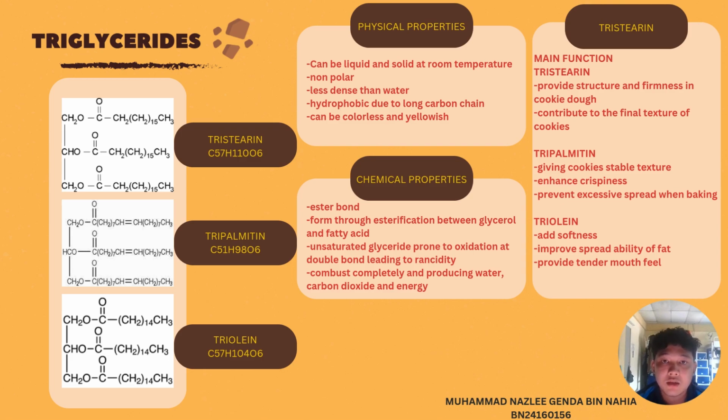The main functions: tristearin provides structure and firmness in cookie dough and contributes to the final texture of cookies. Next is tripalmitin, giving the cookies a stable texture, enhancing crispiness, and preventing excessive spread when baking, so it doesn't look ugly. And the last is triolein. It adds softness to the cookies, improves the spreadability of fat, and provides a tender mouthfeel.